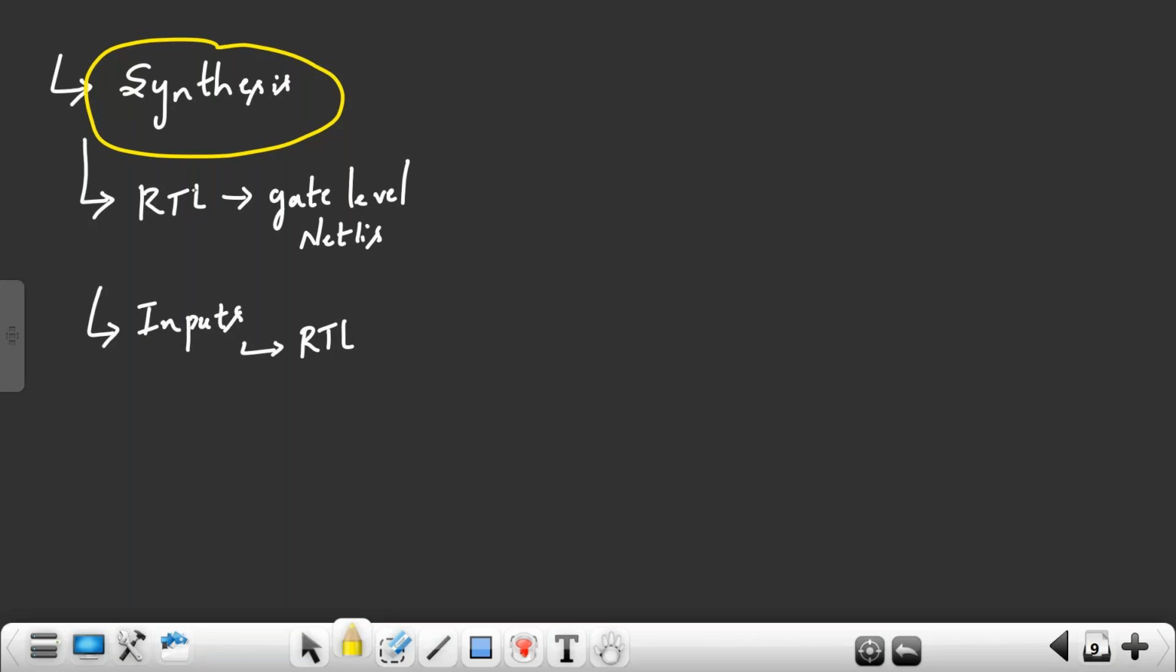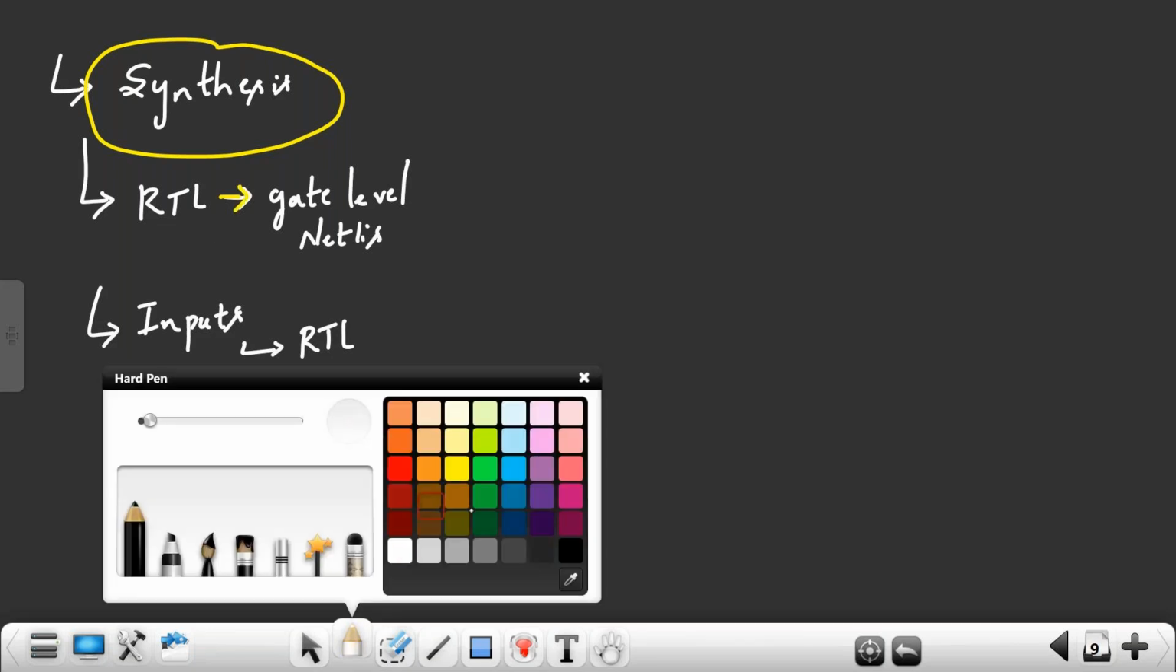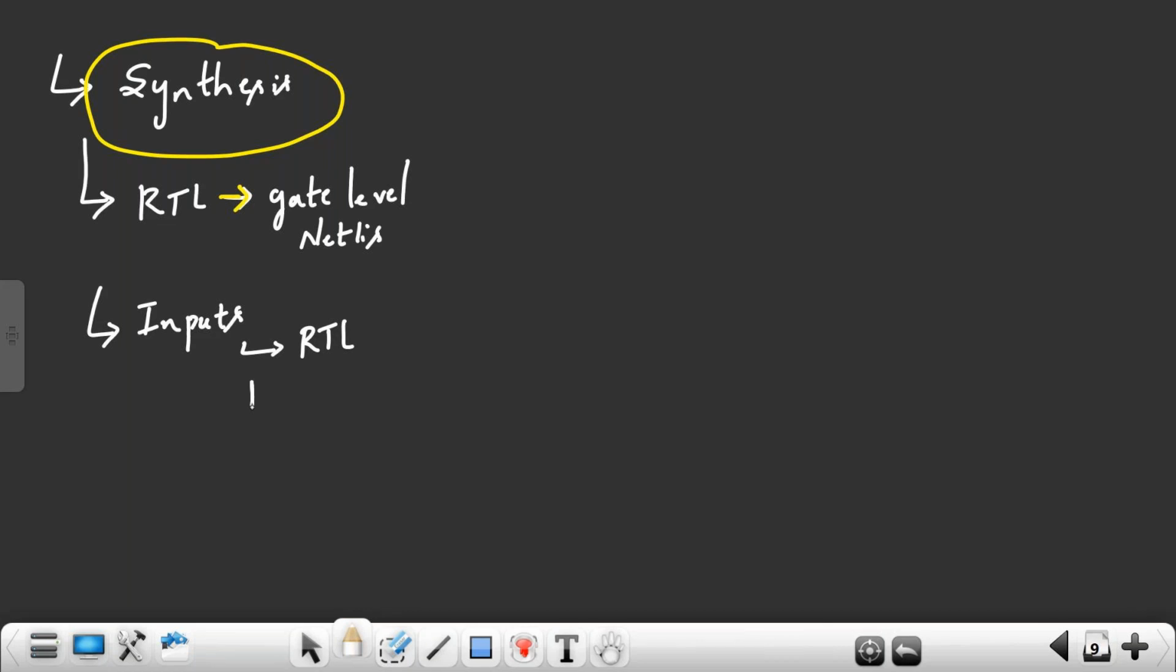So what is synthesis? You convert your RTL to a gate level netlist. So first thing, one of the inputs is your RTL. What is the second input? See, you are converting your RTL to gate level. What gates are you using to convert?